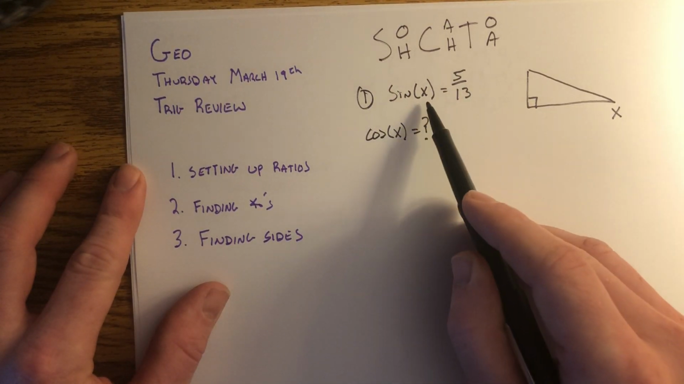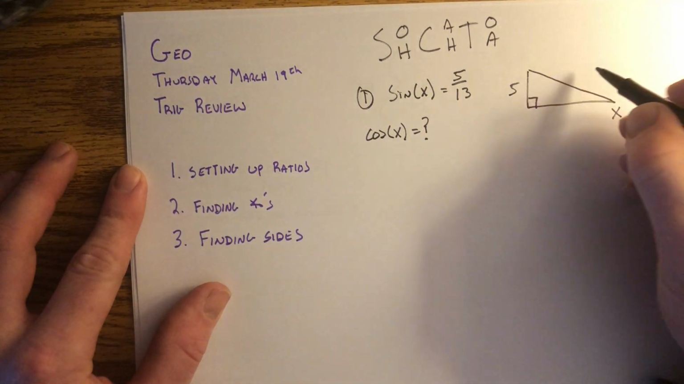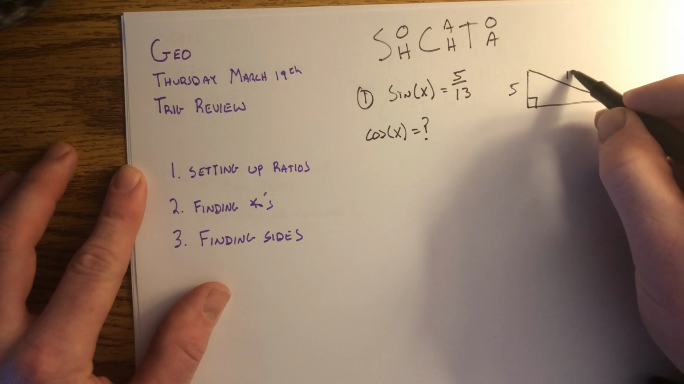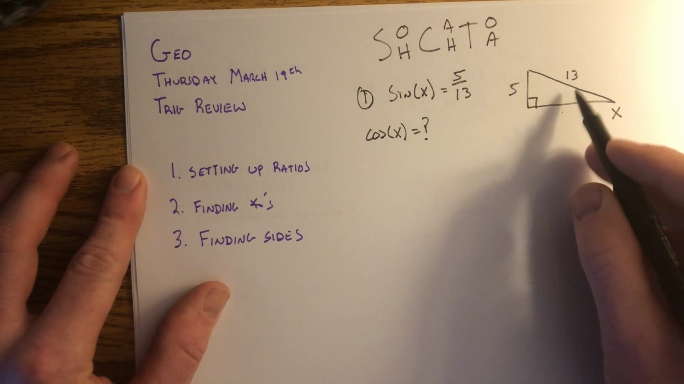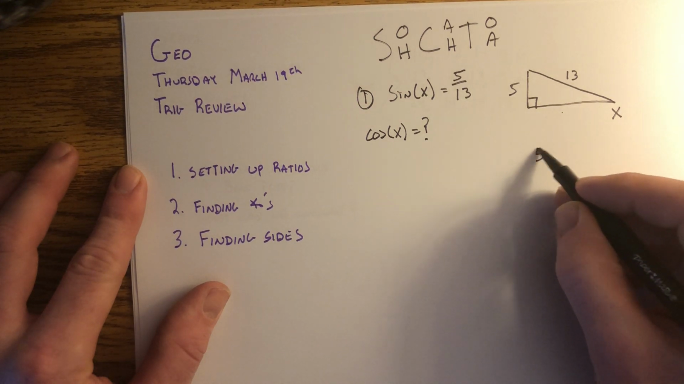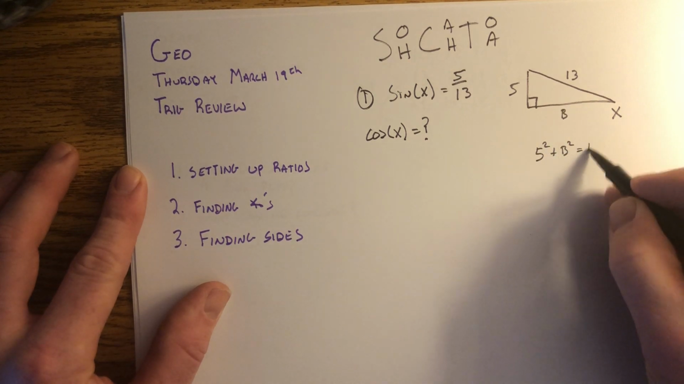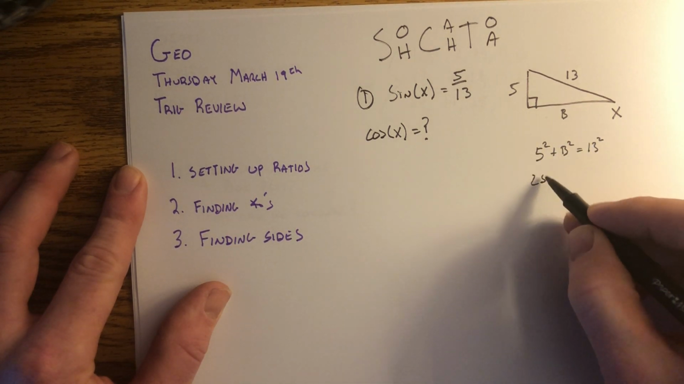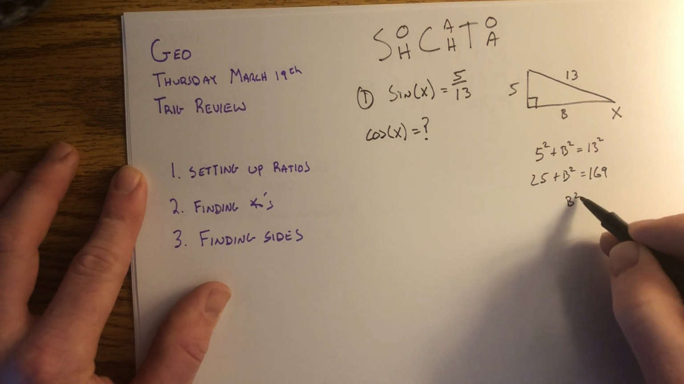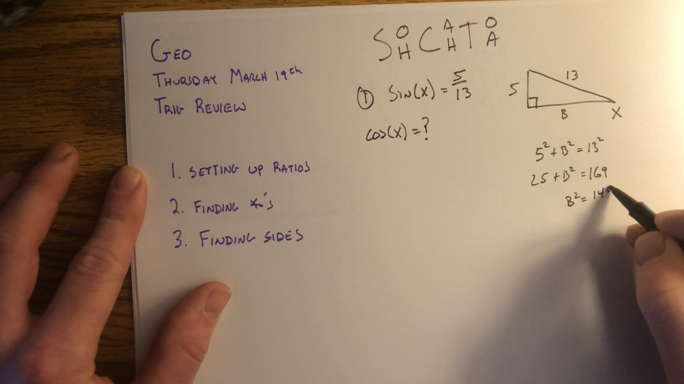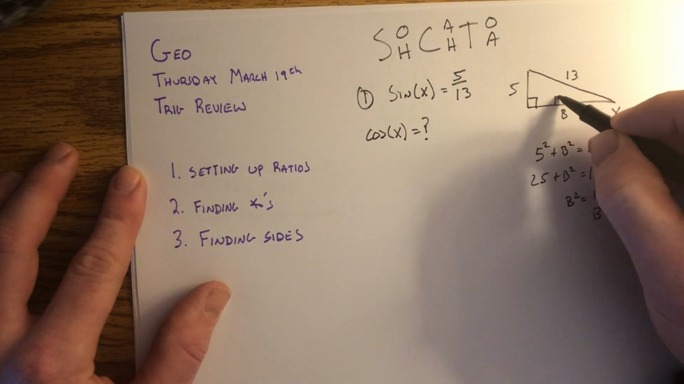So sine x is opposite over hypotenuse. So the opposite is 5 and the hypotenuse is 13. So now what we can do is we can do Pythagorean theorem. 5 squared plus x squared equals 13 squared. So we'll go 5 squared, we'll call it b squared, equals 13 squared. So you get 25 plus b squared equals 169. So b squared equals 144, which means b equals 12. So yeah, this is just a 5, 12, 13 triangle.